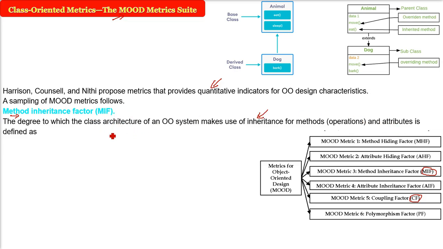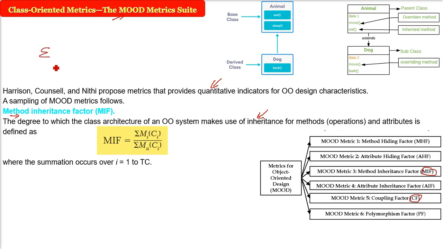How do we define this MIF? We define this MIF by this expression. This is the summation of MI(Ci), where all i are subscripts, divided by the summation of Ma(Ci). Now this summation, sigma, will start from somewhere and end somewhere. So sigma will start from 1 till TC. What is TC? Total number of classes. So TC is defined as the total number of classes in the overall structure, which is the architecture of the software, that is the design.